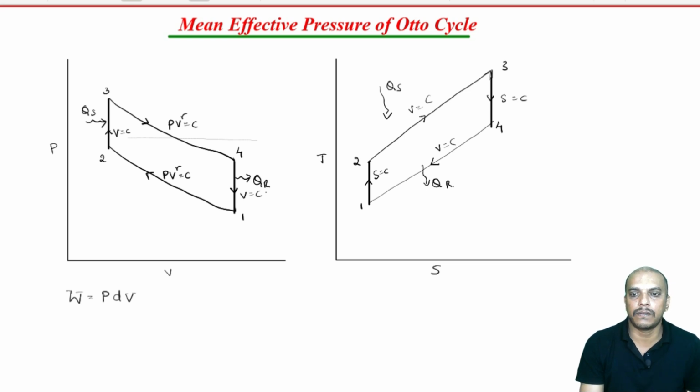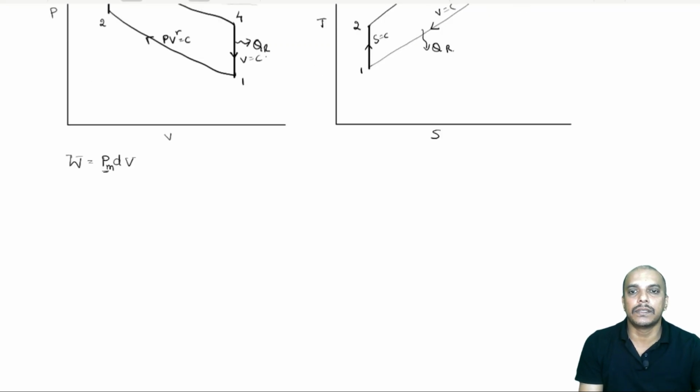Which pressure shall we take here? So, we know the swept volume, but if I have some constant pressure which can give me the same amount of work this cycle would give me, I call that pressure mean effective pressure. So, this has to be actually mean effective pressure, where P suffix m, which we are calling mean effective pressure. Now, let us derive this equation for mean effective pressure.